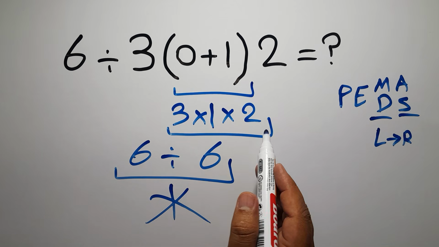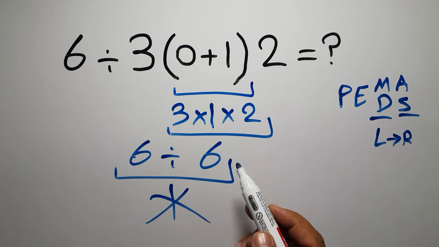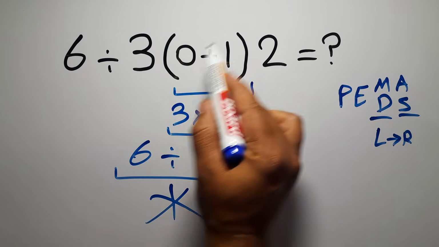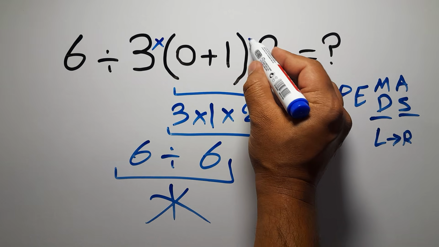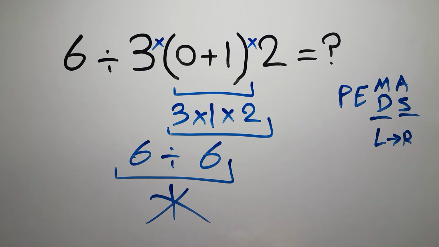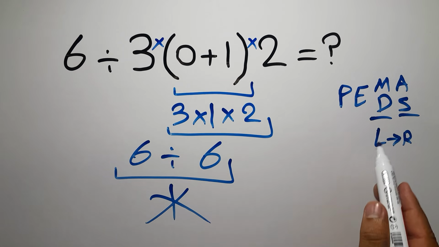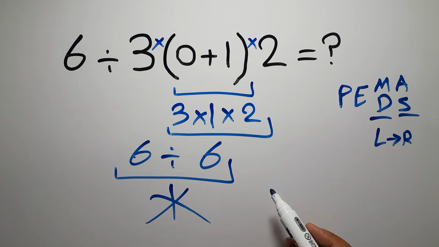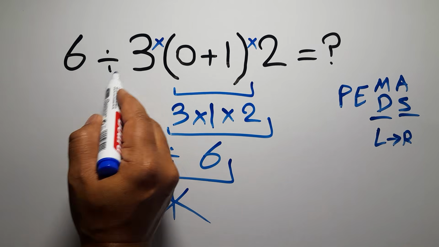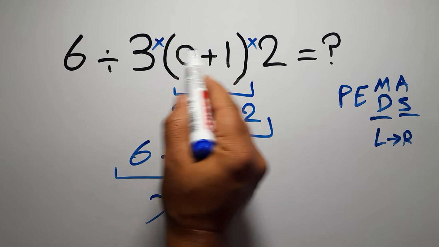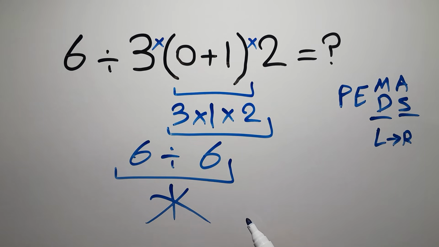So here, first we have to do this parentheses. After this parentheses, we have one division and two multiplications. Multiplication and division have equal priority, and we have to work from left to right. So after our parentheses, we have to do this division, not this multiplication or this multiplication.